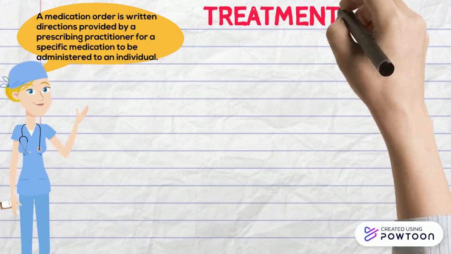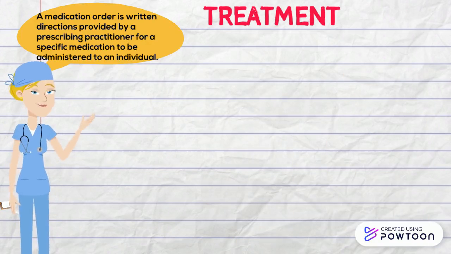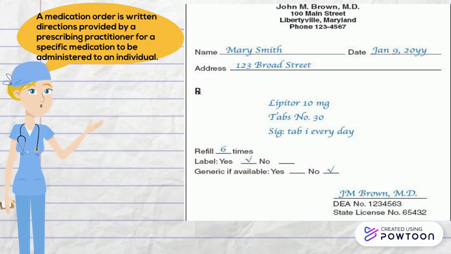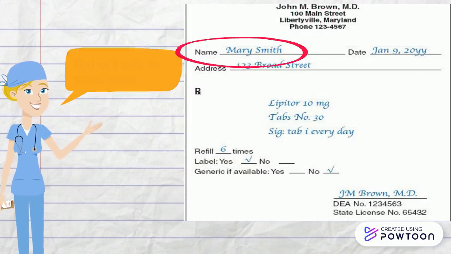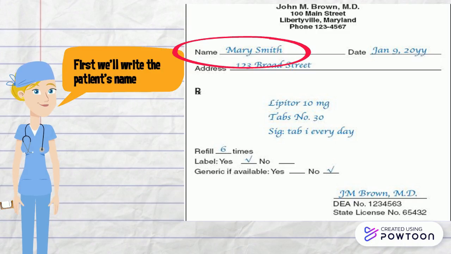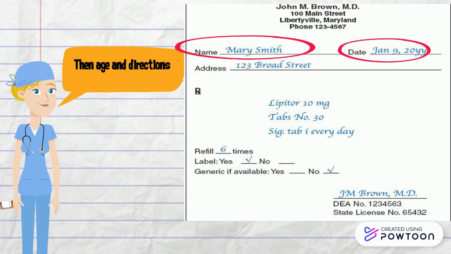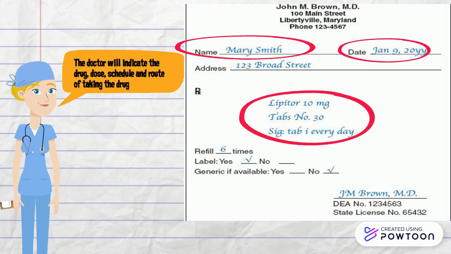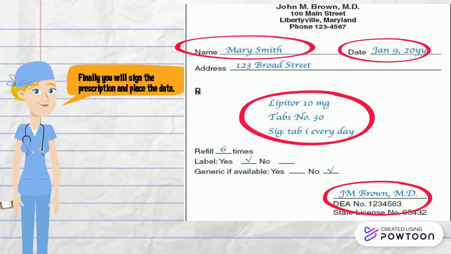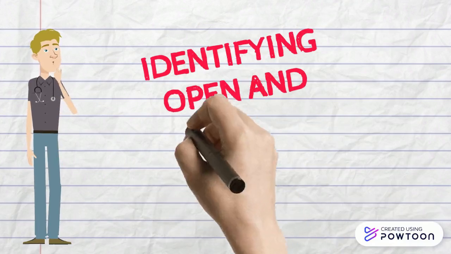A medication order is written directions provided by a prescribing practitioner for a specific medication to be administered to an individual. First we'll write the patient's name, then age and directions. The doctor will indicate the drug, dose, scheduling, and route of taking the drug, and finally you will sign the prescription and place the date.